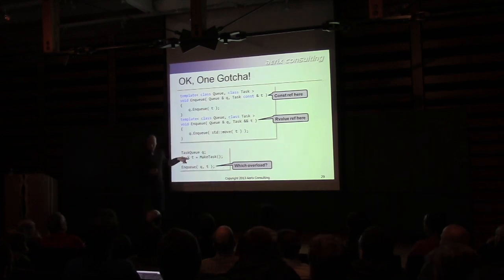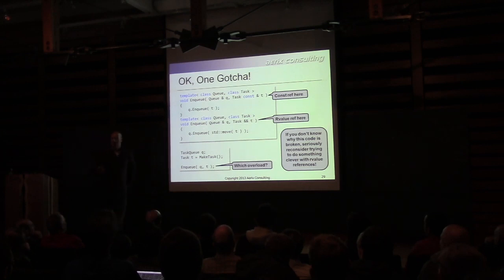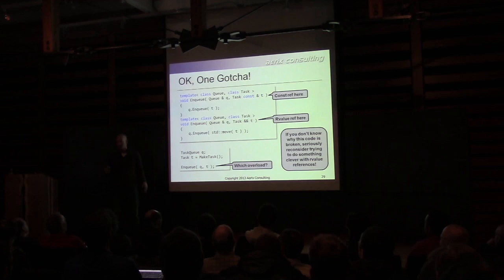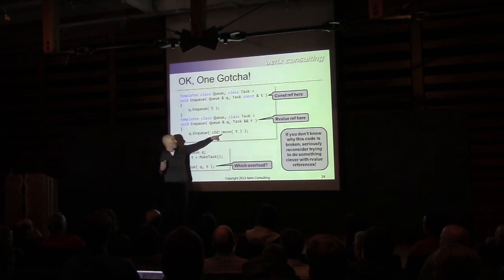task ref, okay? So if you're puzzling about why this is the case, if you're confused at all about why this is the case, stay away from R-value references, okay? You will do more damage than good, because what this code is doing is stealing the guts from an L value. Oops, yeah. So remove the first function and change standard move to standard forward. So if I change this to standard forward, then it works.